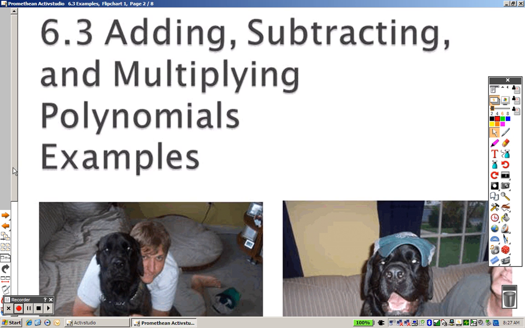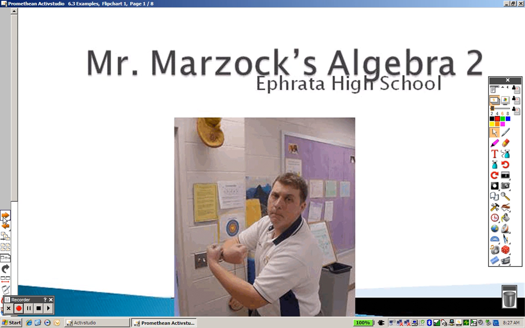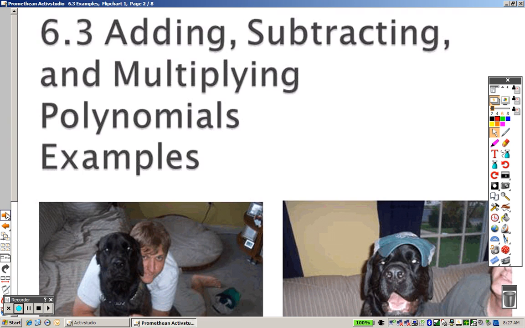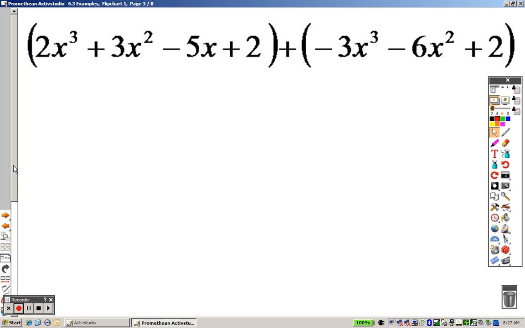Okay, we are now on 6.3 examples here. In all those examples, we are adding, subtracting, and multiplying polynomials. So we're going to start at the top here with adding.